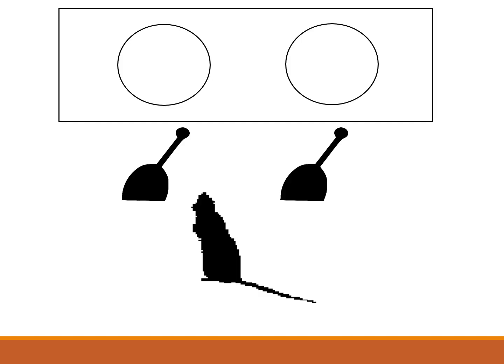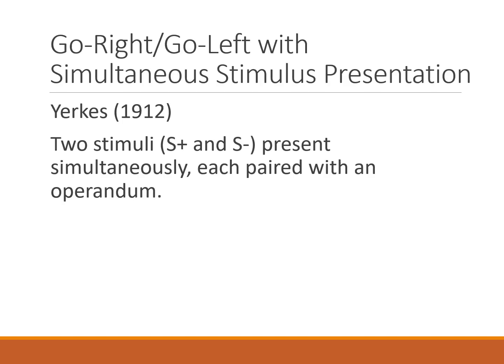Here's what that setup looks like. Two different operanda, and space for the SD to appear in different locations. This is technically a concurrent schedule, because the absence of the SD in the area of the second operandum is effectively an S delta. In 1912, the go right, go left method was further refined with a clearer commitment to a concurrent schedule of reinforcement.